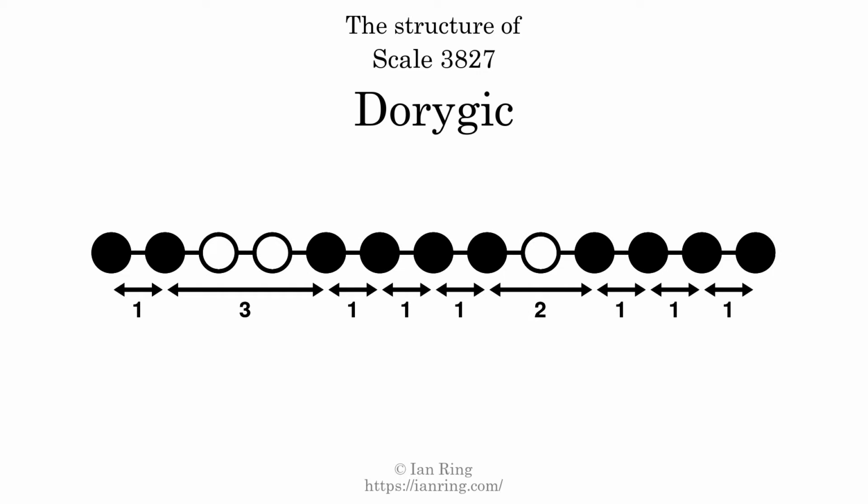The structure of a scale is a description of the interval distance between each successive tone. This scale has a structure of 1 3 1 1 1 2 1 1 1.